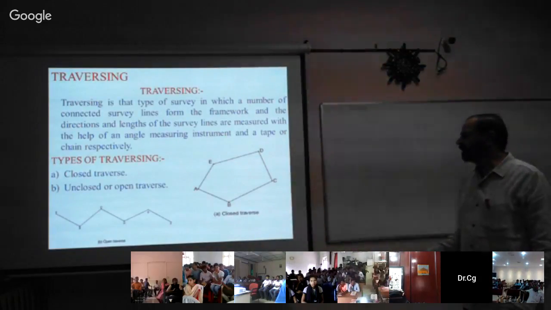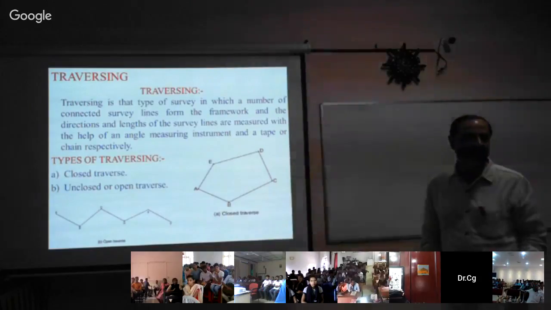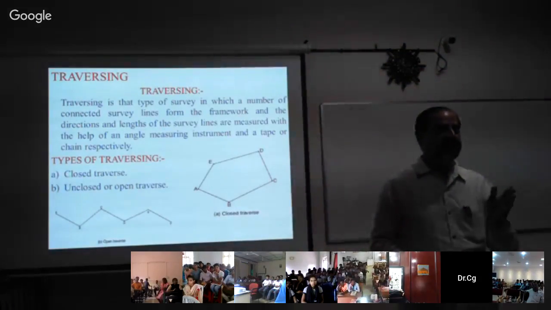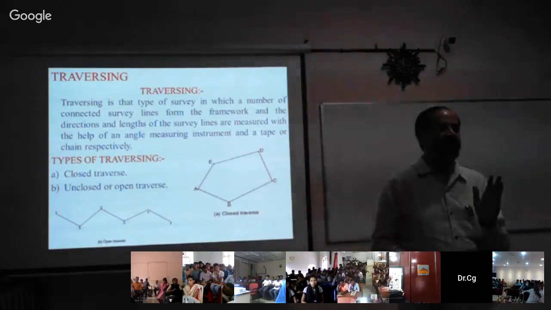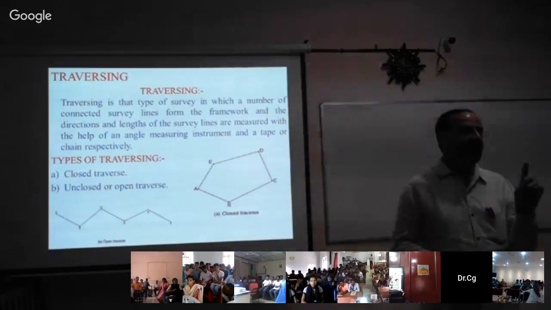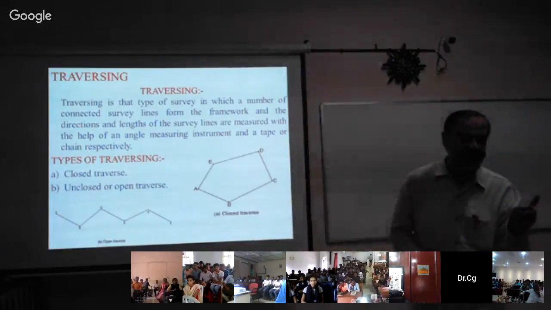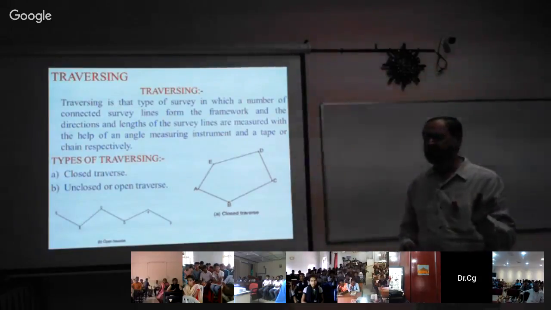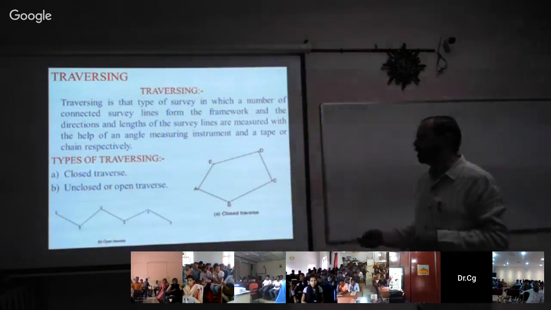And the open traversing is mainly employed in laying the survey lines for construction of roads, construction of canals, and construction of railway lines, and also the construction of water supply schemes, and also the drainage system, like that we will carry out.